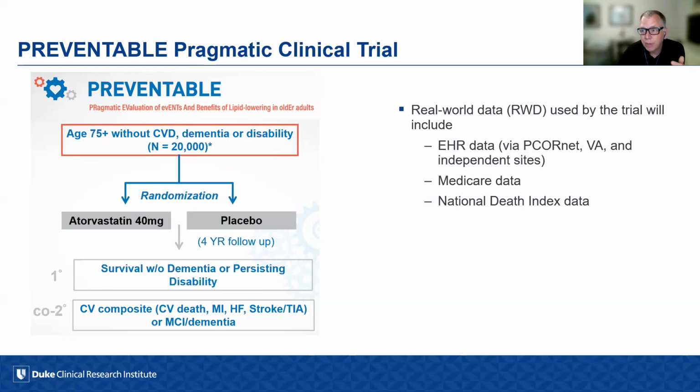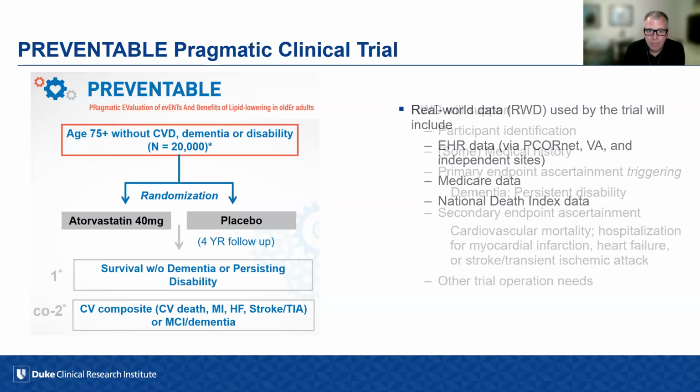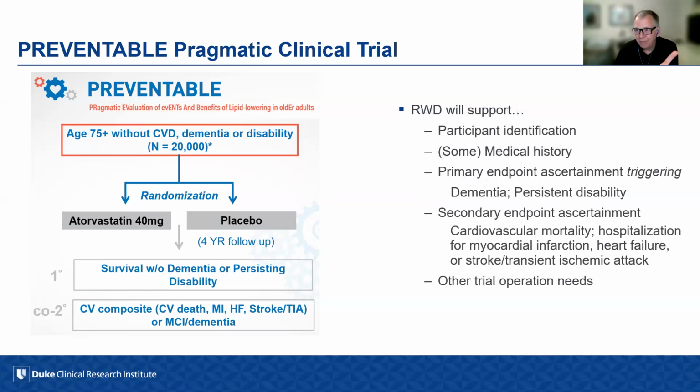So real world data was going to be used in this trial. That was the plan all along. We're going to use, again, EHR data, this time not only from PCORnet, but also from the VA and from independent sites. The plan is to get Medicare data, which we've just started doing, and to get National Death Index data. So real world data is a part of this, but it won't support everything, right?